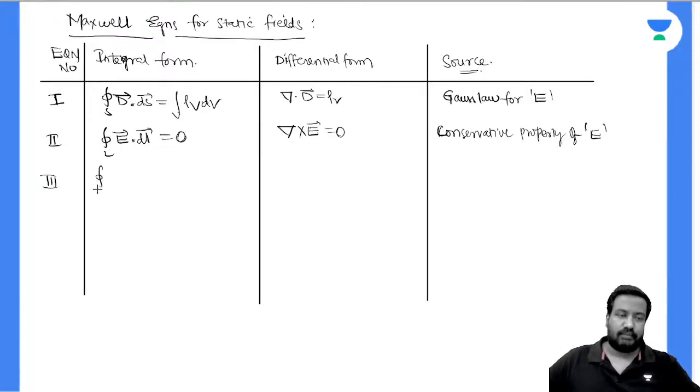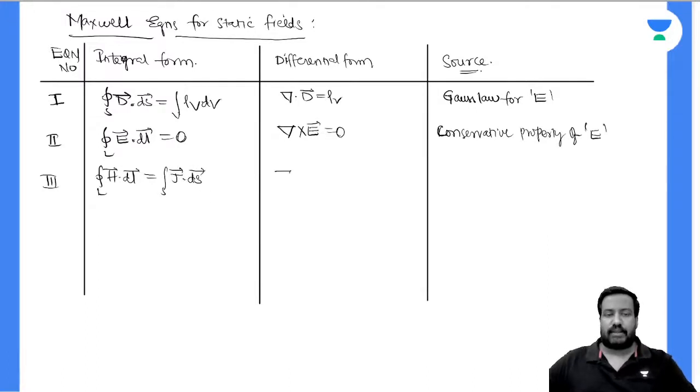Third, closed loop integral of H dot dl is equal to surface integral of J dot dS. Del cross H is equal to J. This is Ampere's law.